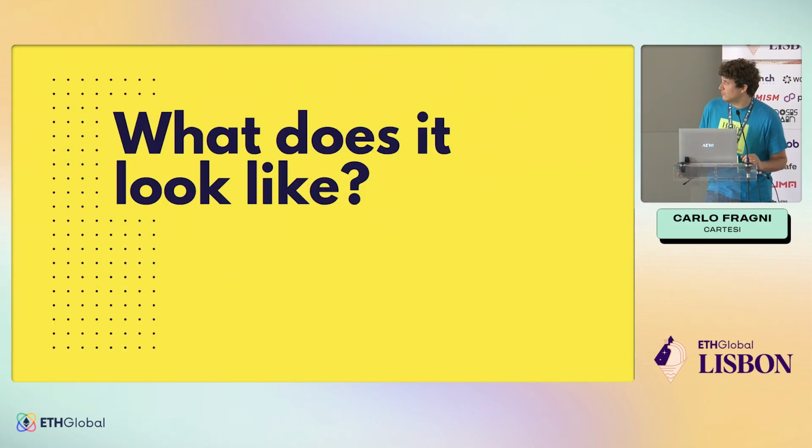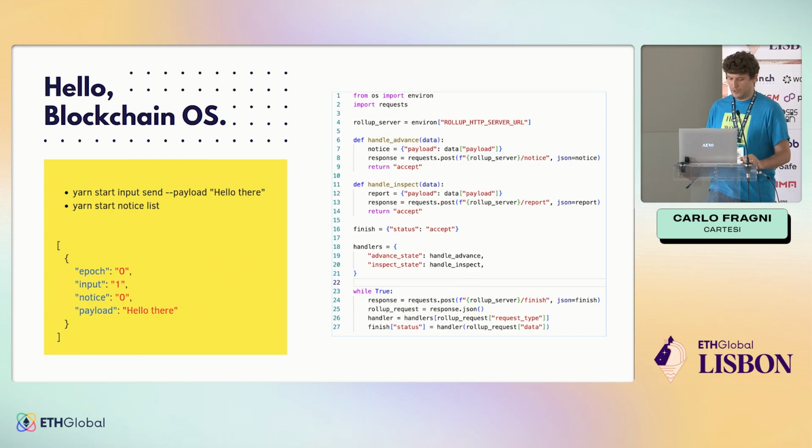What does it look like? Well, let's go back to that first slide. Now let's go into details. If you take a look at this code, we just start like our traditional Python program. We're importing requests, which is our HTTP library. We're importing the environment module from OS because we want to read the environment variable.